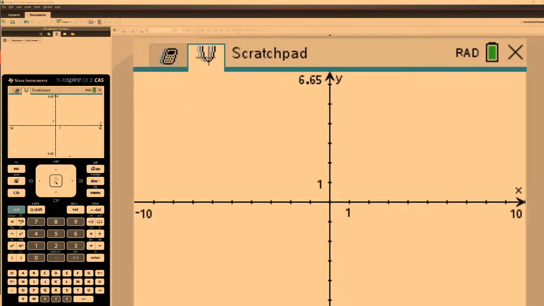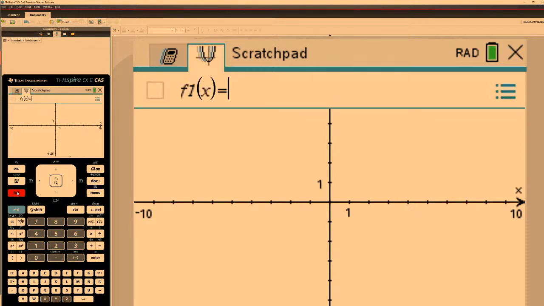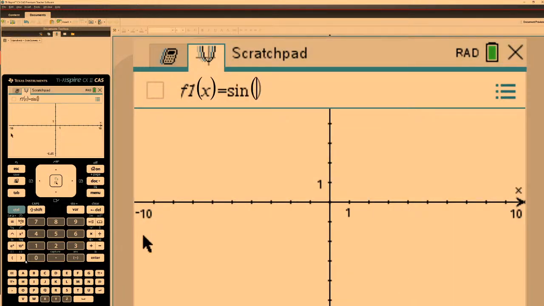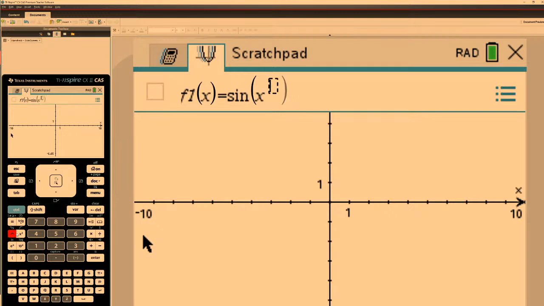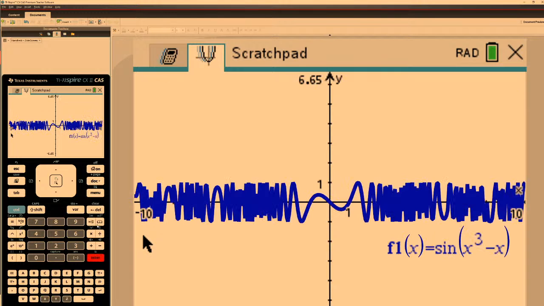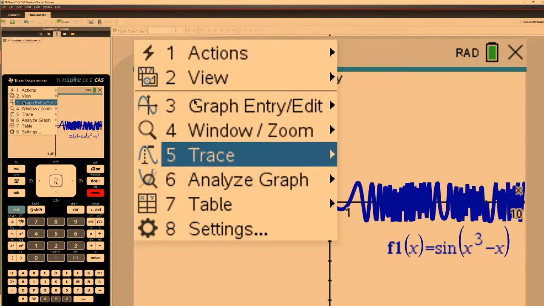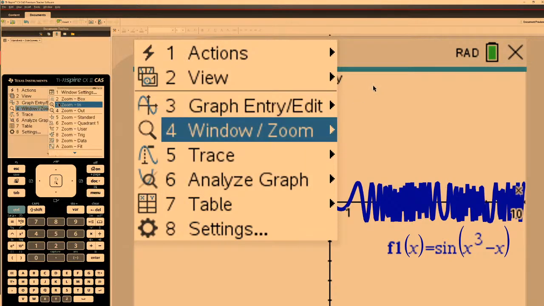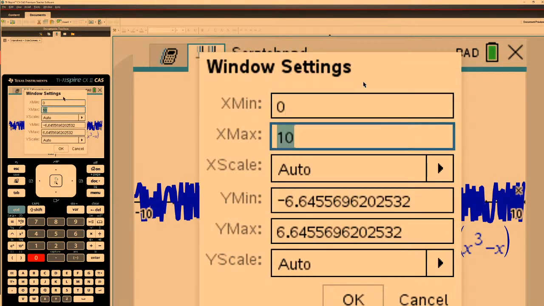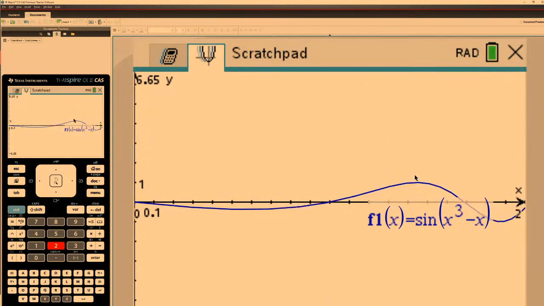There we go. So we're going to hit tab, and we are going to be graphing the derivative. So trig, sine, and then x cubed minus x, all in parentheses. And we get something kind of crazy looking like this, which is fine. This looks all over the place, but we want it from 0 to 2. So we're going to go to menu, and then window zoom, and we're going to change our window settings to be from 0 on the x to 2 on the x. And so I want, where is this graph positive? I want this section here.